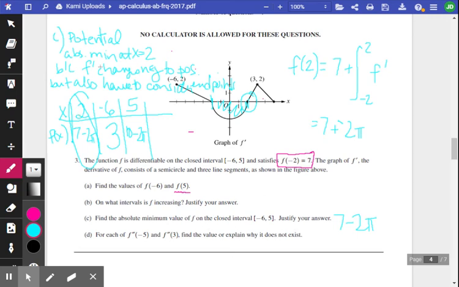Justify your answer. All of this is a justification. There's a potential min at x equals 2 because the derivative changes from negative to positive. We also have to consider the endpoints. Once I consider the endpoints, as long as I have this chart labeled, you're good. If you don't have it labeled with x and f of x, this chart means nothing to the reader.